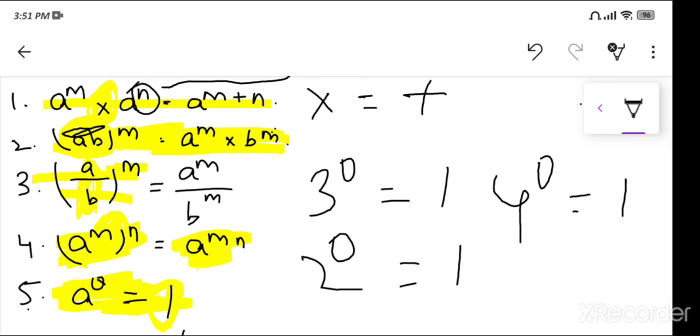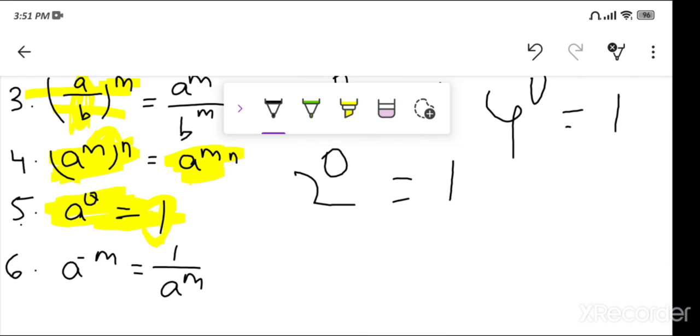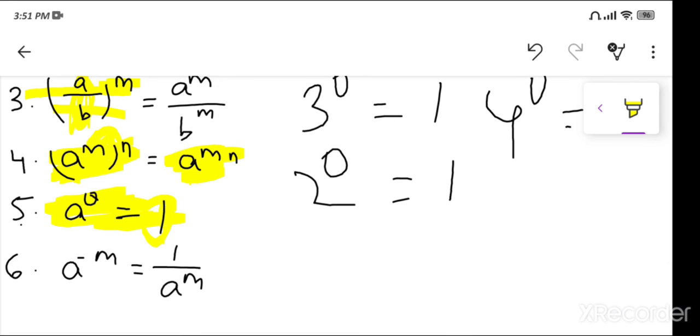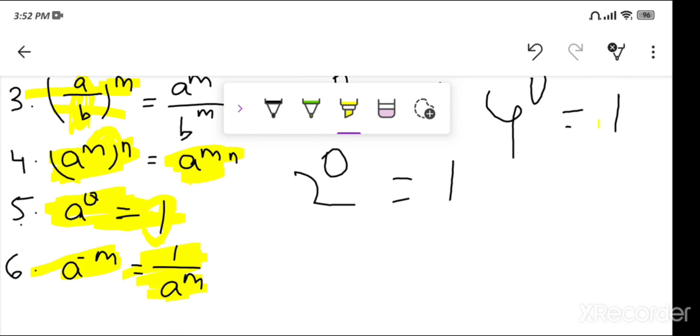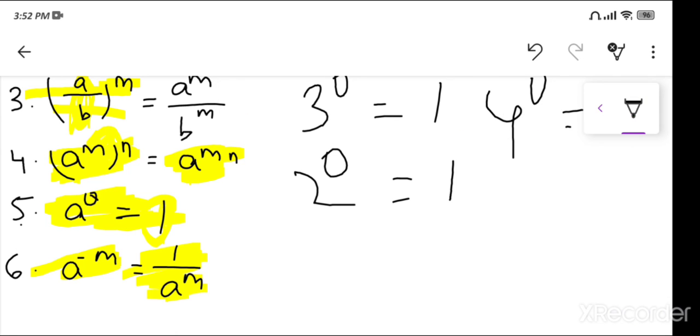It's just obvious. So let's go into the sixth formula. a power minus m is equal to 1 by a power m. The trick here is you can observe that there's a minus sign if you carefully observe. So to make it positive, we divide it, as I told you.